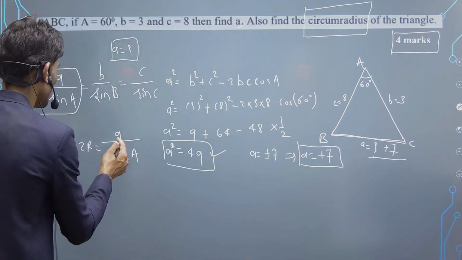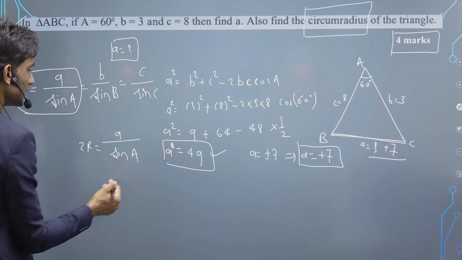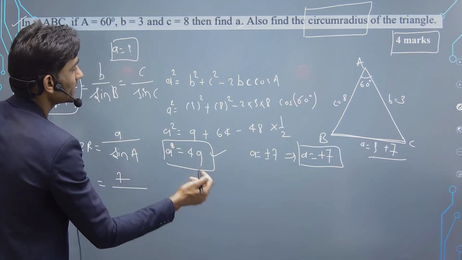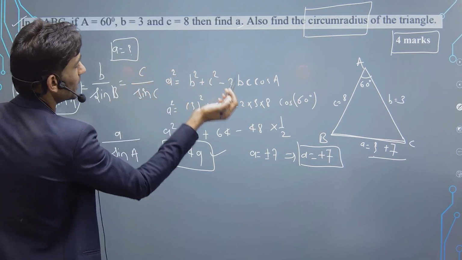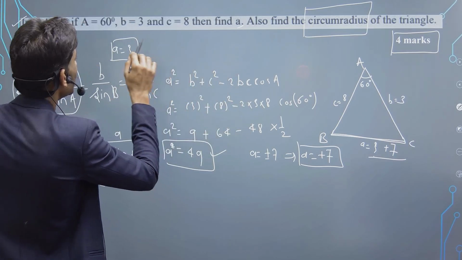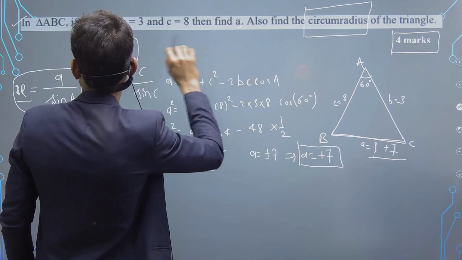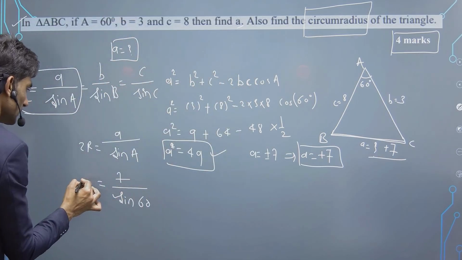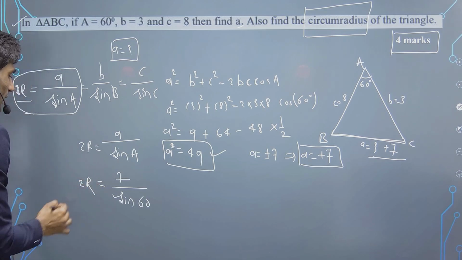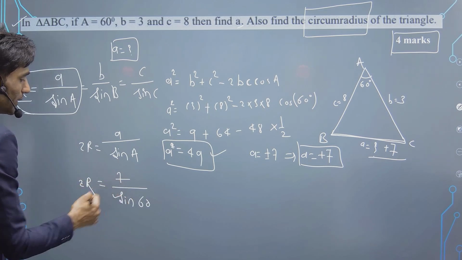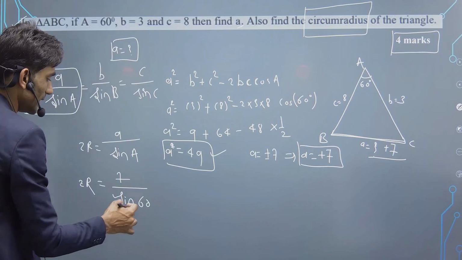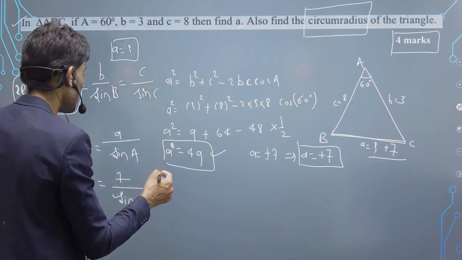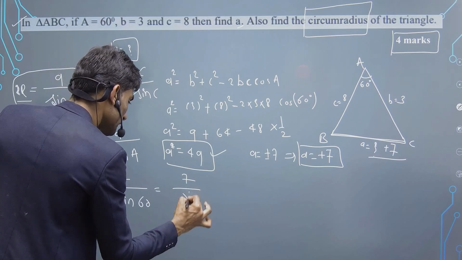Now put the values here. We have a equal to 7, and angle A is 60, so sin 60. 2R is equal to 7 divided by sin 60. We know that sin 60 has the value root 3 by 2. Now substitute it here: 7 divided by root 3 by 2.